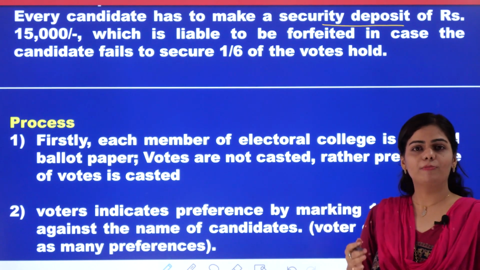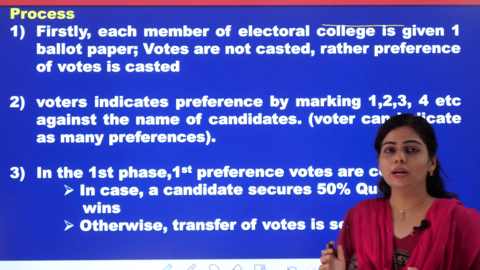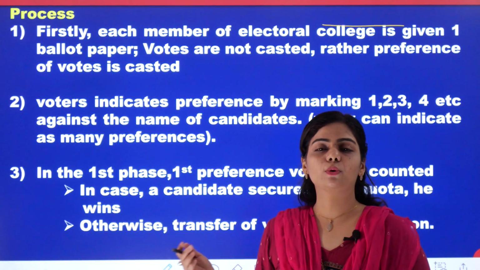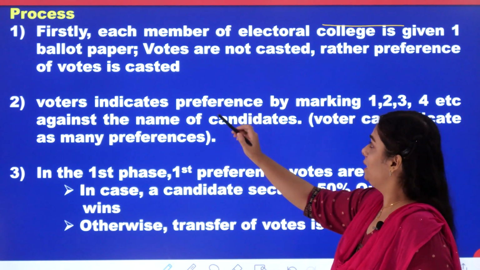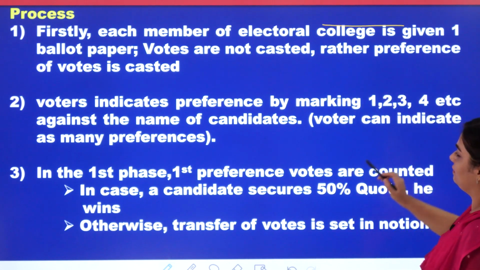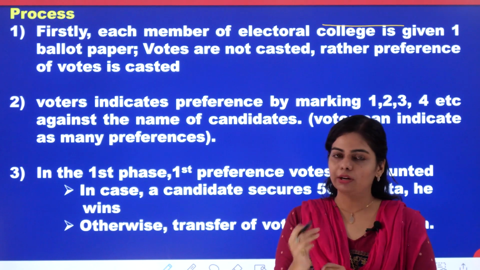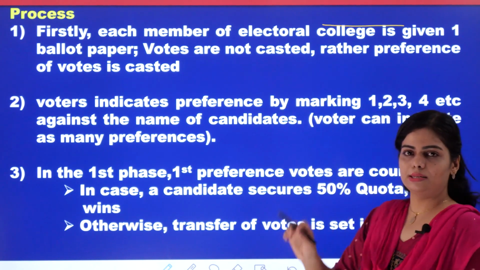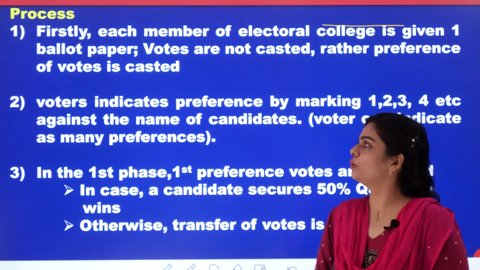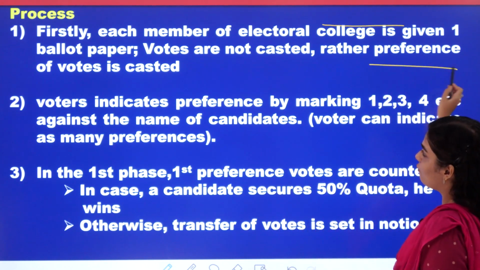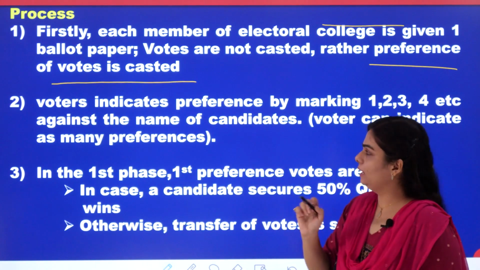Now comes the process of presidential election. So let's get into details of how the voting procedure proceeds. What is that process? Firstly, each member of the electoral college is given a ballot paper. So each member of the electoral college will be given a ballot paper. Votes are not directly cast. Rather, what is cast? Preference of votes. Preference of votes is cast for a presidential election.